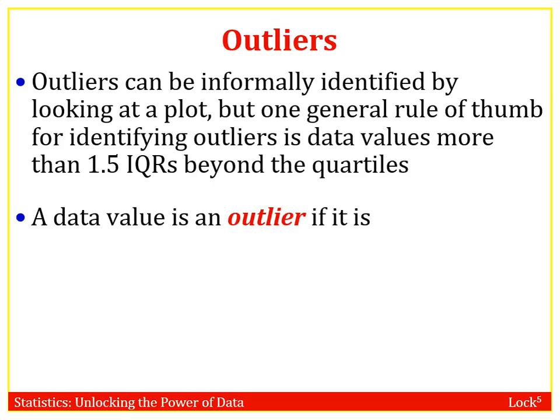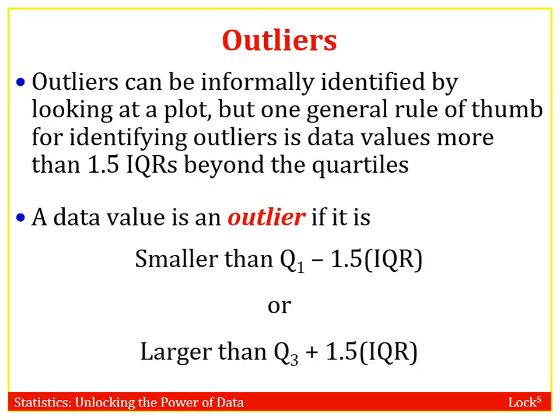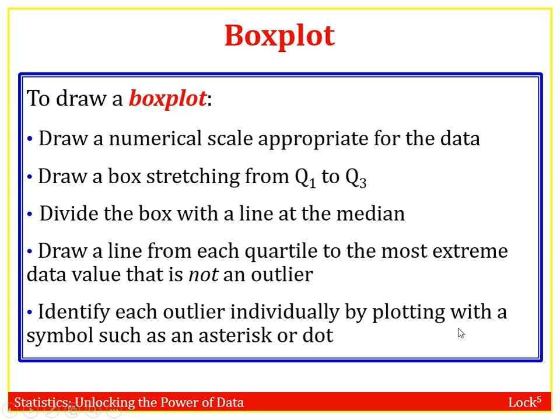We would say that that is an outlier if it is 1.5 times your interquartile range above your third quartile or upper quartile, or 1.5 times your interquartile range below, subtracted from your first quartile. So any data value that's smaller than that would be an outlier, or any data value that's larger than that would be an outlier.